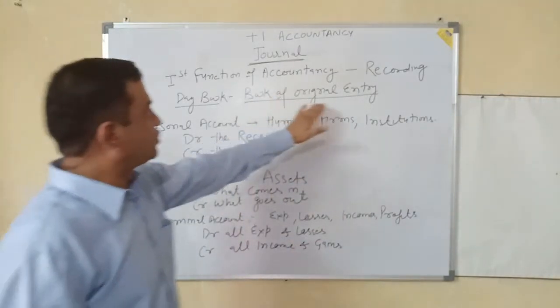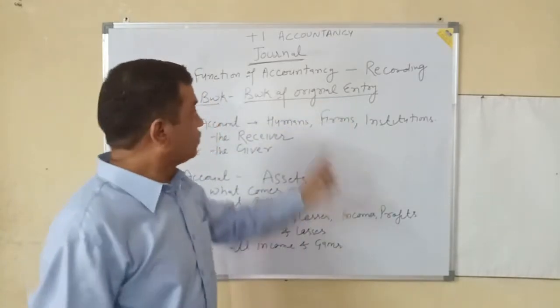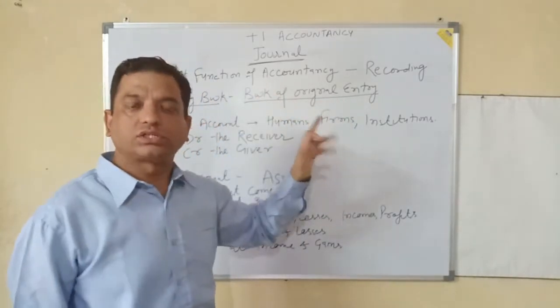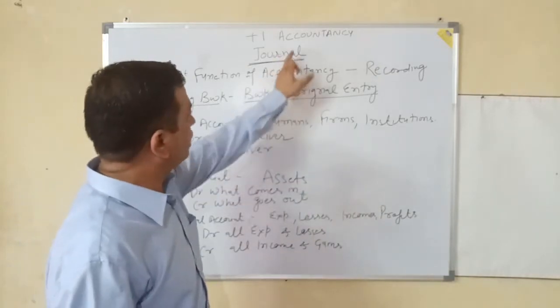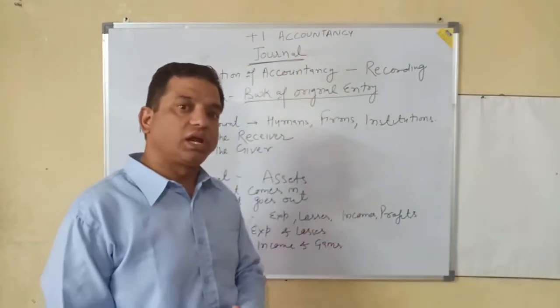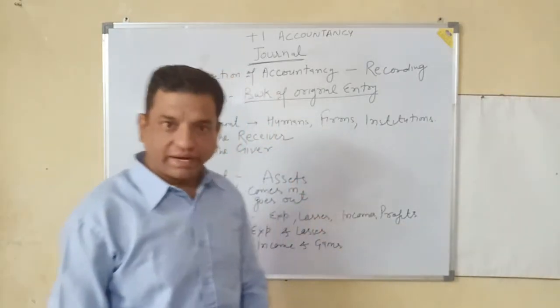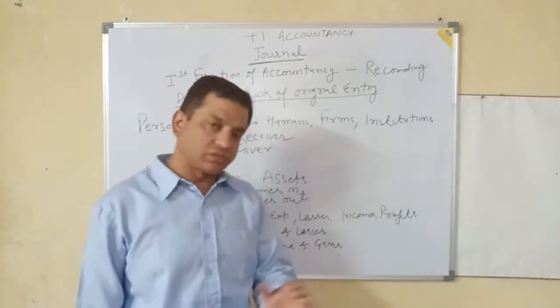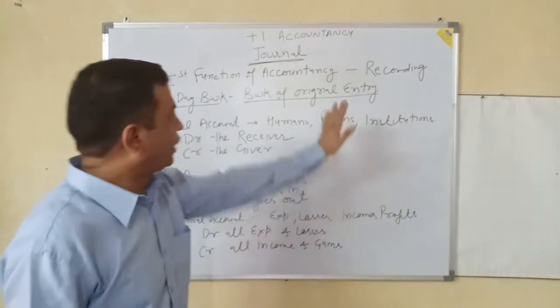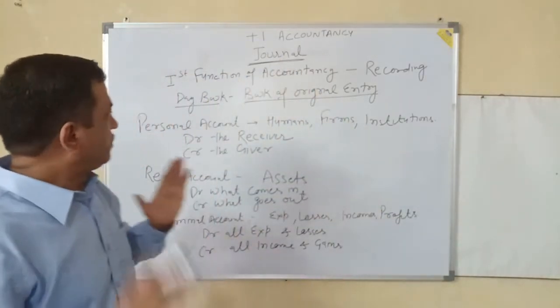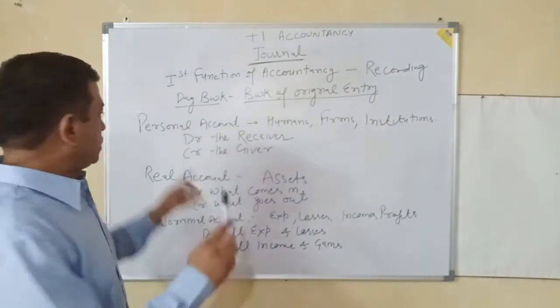It is also called book of original entry. Why? Because the transaction is recorded first in this journal, and all the transactions recorded in the journal are pure and original. Later on, these are classified or divided on the basis of their common features. Okay, so in order to do the journal, first of all you should know the three golden rules of accountancy.